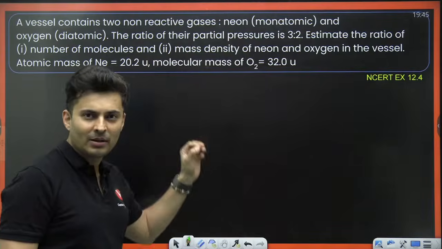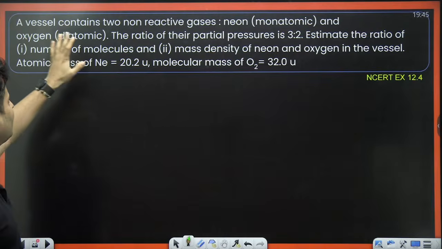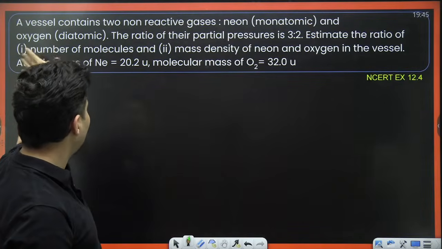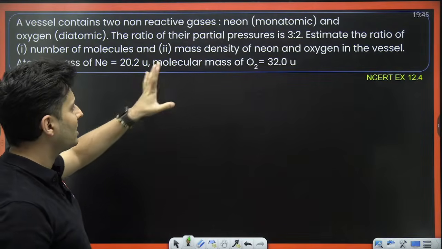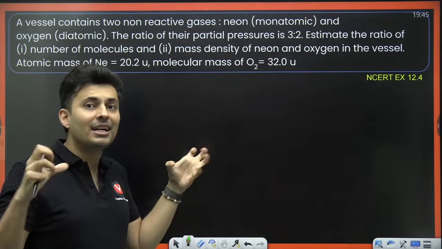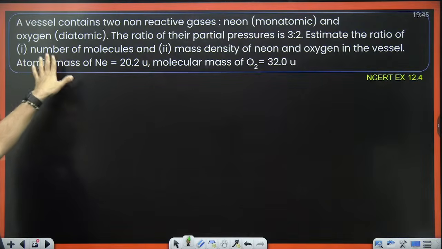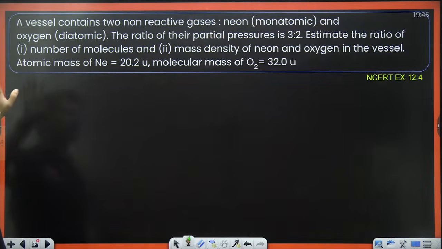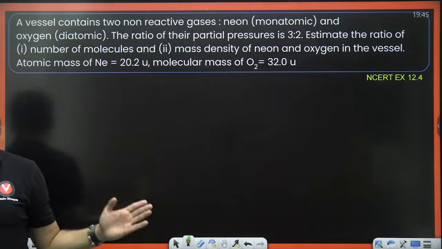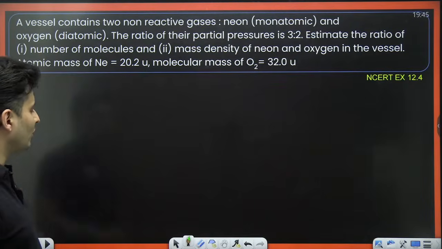We have taken up a wonderful NCERT problem which is relevant for NEET. The vessel contains two non-reactive gases, neon monoatomic and oxygen diatomic. The ratio of the partial pressures, that means the ratio of the pressures of each gas. Partial pressure means each gas will exert some pressure. So that's what it is. Estimate the ratio of number of molecules and mass density of neon and oxygen in the vessel. Atomic mass and molecular mass are both given to you.